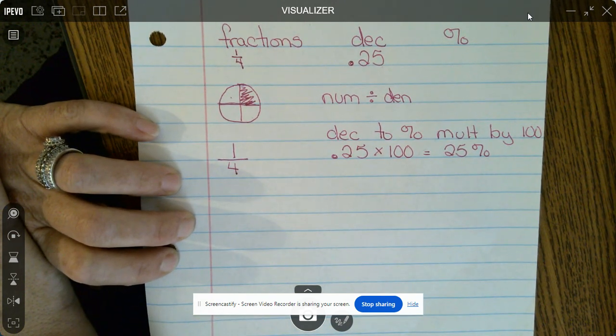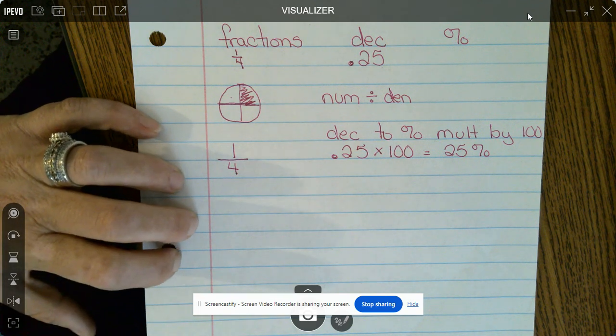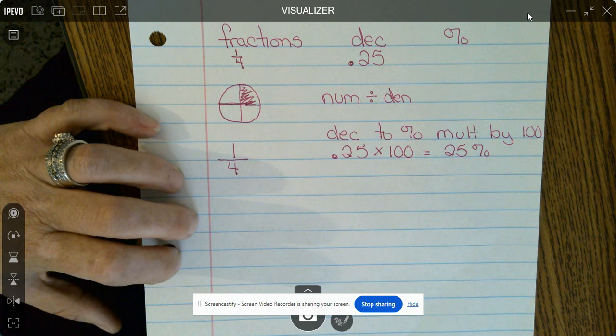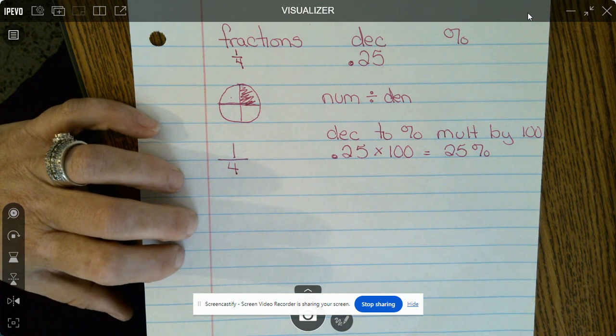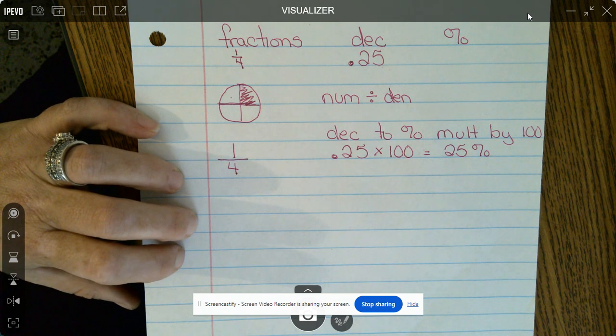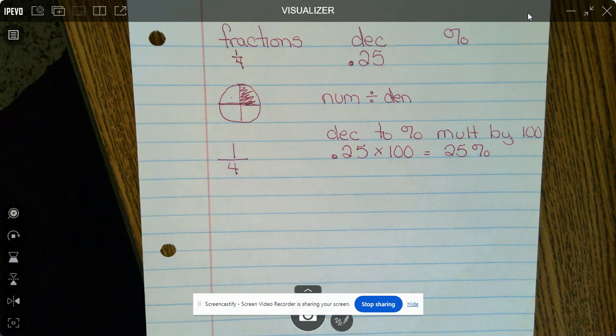Do you guys kind of remember this from before? Like I said, today is not a challenging assignment. However, I will tell you guys it's about attention to detail. All right, so go ahead and get your calculators out.